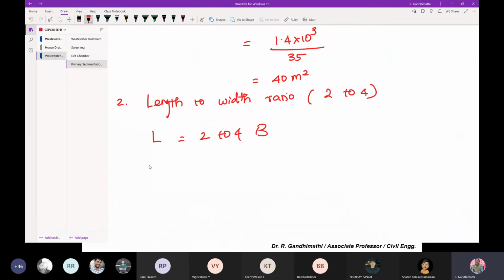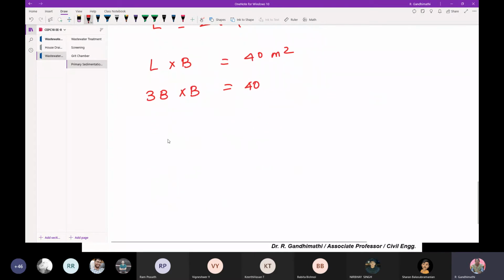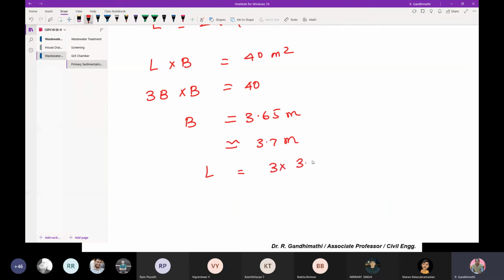Therefore, we know the surface area. The surface area is length into breadth of the tank, that is equal to 40 meter square. Then length, maybe you can adopt 3 times the width: 3B into B is equal to 40. Then B is equal to 3.65 meter. Maybe you can adopt 3.7 meter. Then length is 3 times 3.7, that is equal to 11.1 meter.